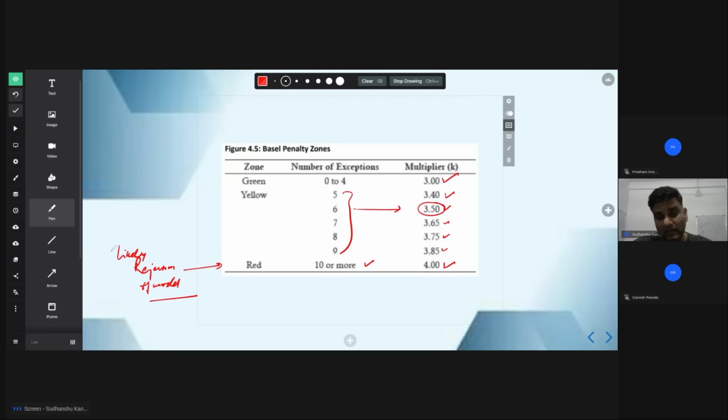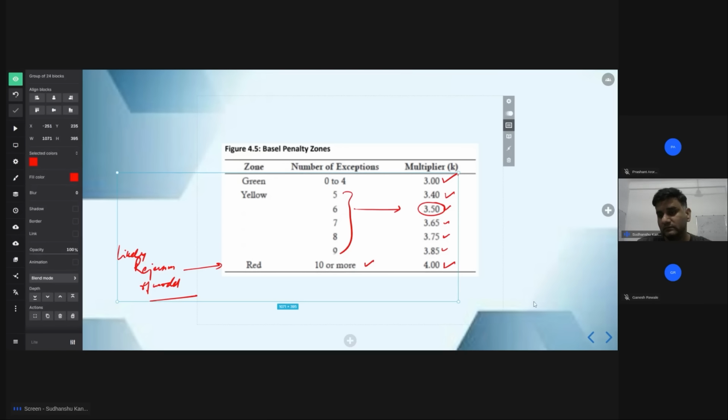Okay. The higher the number of exceptions, the higher the penalty. This discourages banks from using VaR models that understate the true market risk. A higher K means the bank must hold more capital, lowering return on equity. So banks are motivated to maintain accurate and conservative VaR models. Let's look at the next slide.